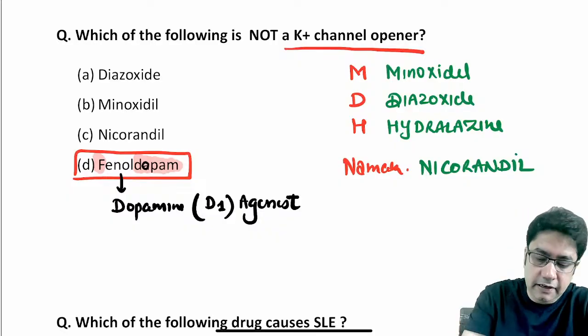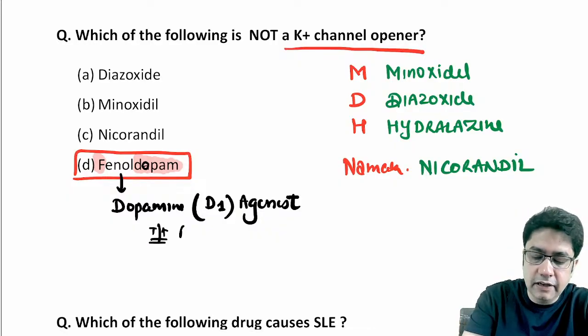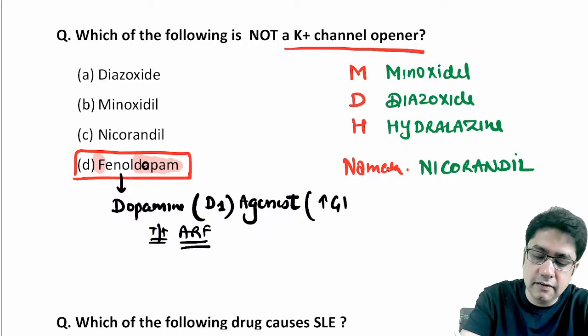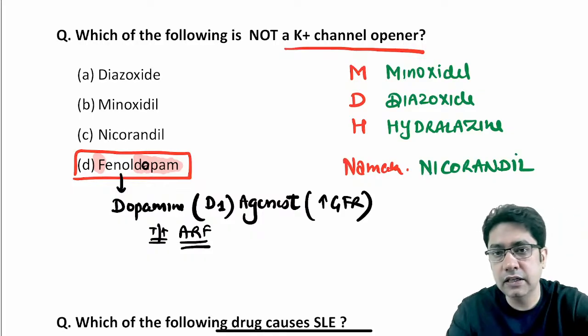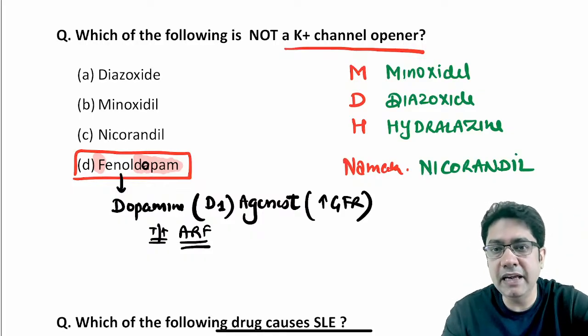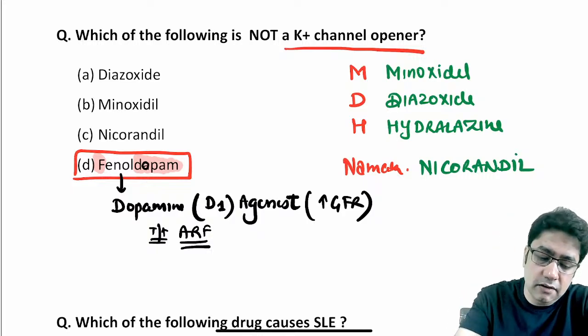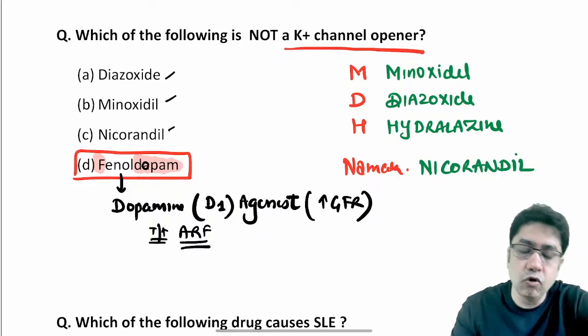It is given in the treatment of ARF, acute renal failure. The reason is dopamine receptor causes vasodilation in kidney, which increases GFR. This was a question of this year INI-CET May exam. Okay. So remember, these drugs are all potassium channel openers.